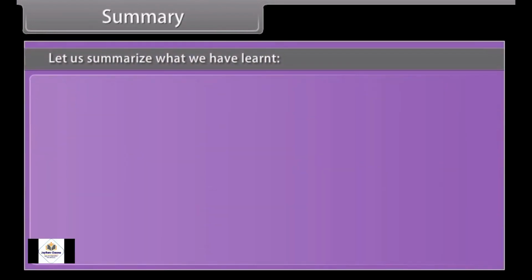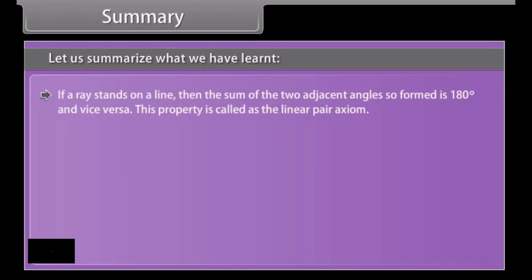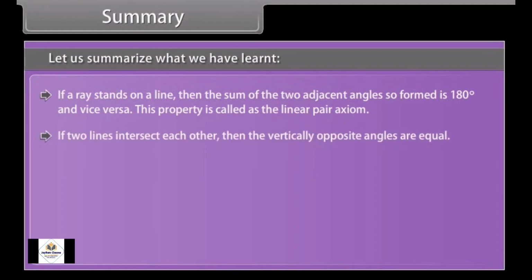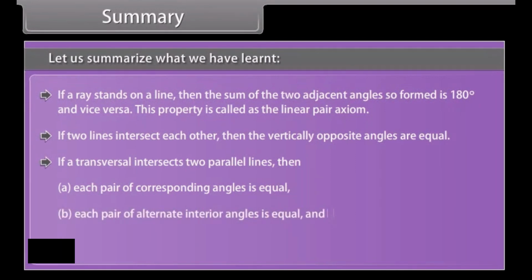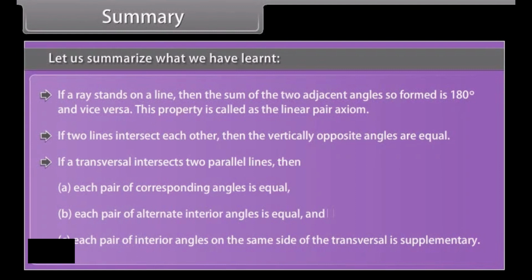Summary. Let us summarize what we have learned. If a ray stands on a line, then the sum of the two adjacent angles so formed is 180 degrees, and vice versa. This property is called the linear pair axiom. If two lines intersect each other, then the vertically opposite angles are equal. If a transversal intersects two parallel lines, then each pair of corresponding angles is equal, each pair of alternate interior angles is equal, and each pair of interior angles on the same side of the transversal is supplementary.